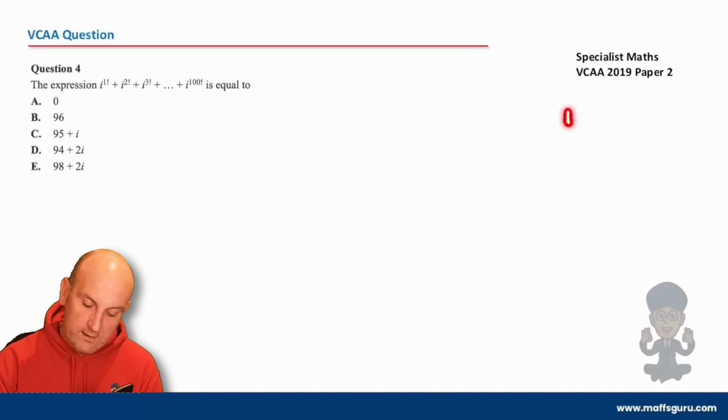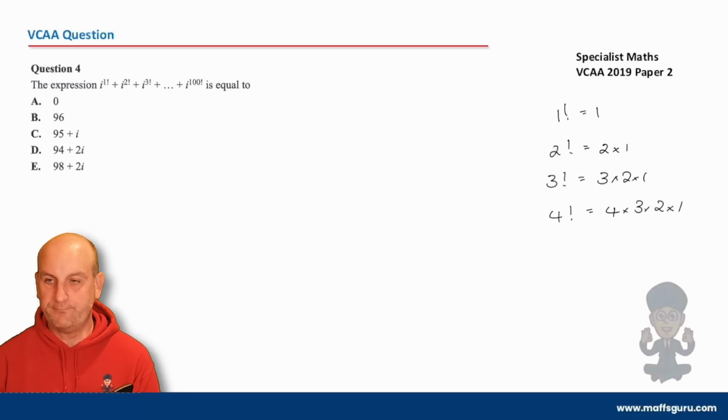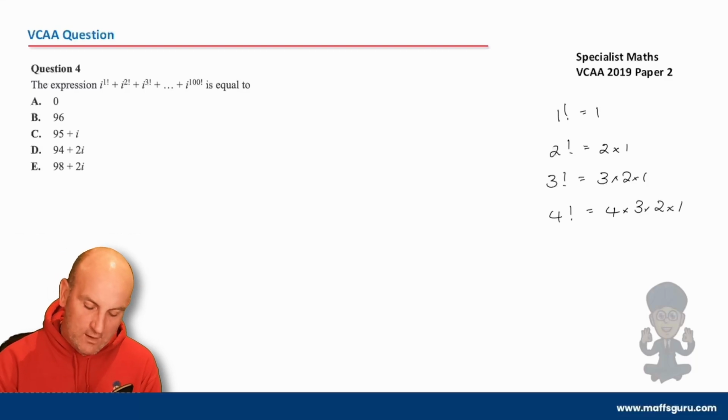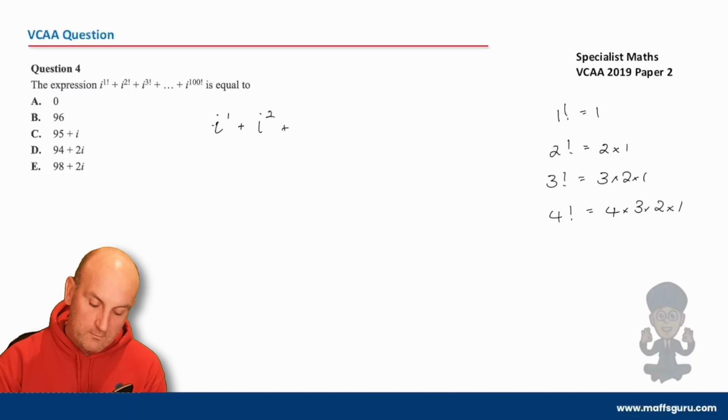So let's think, what is 1 factorial? It's 1. What is 2 factorial? It's 2 times 1. 3 factorial? 3 times 2 times 1. 4 factorial? 4 times 3 times 2 times 1. Okay, so let's work out what this means. So we've now got i to the power of 1 factorial is i to the power of 1, plus i to the power of 2, plus i to the power of 6, plus i to the power of 24.